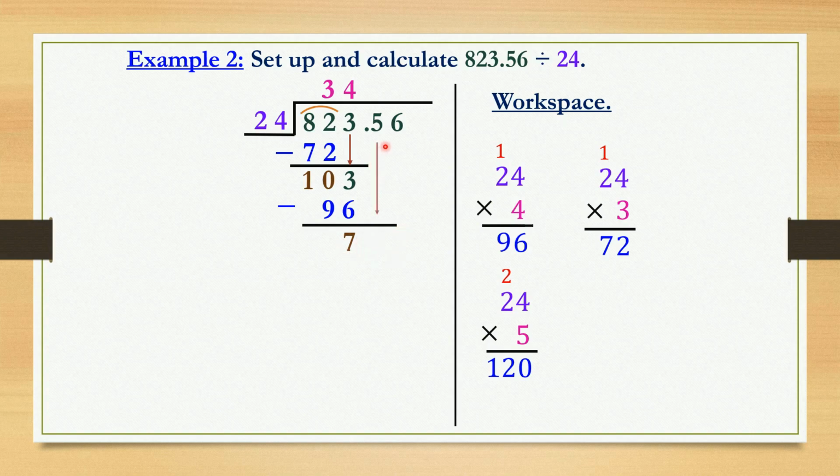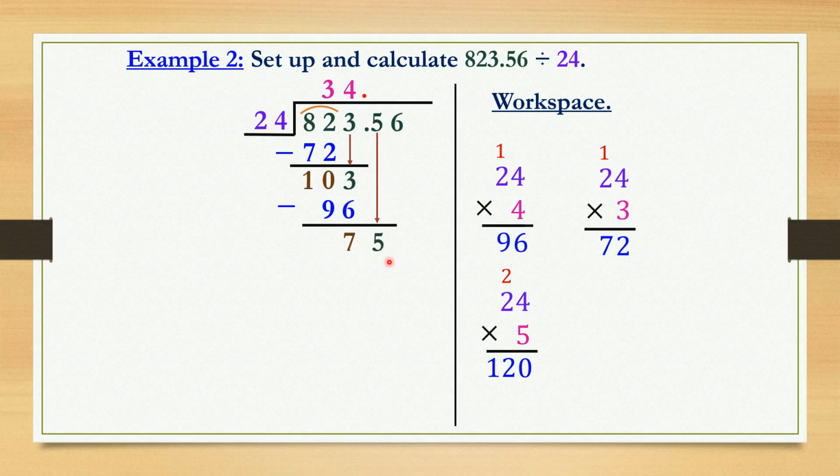Now I need to slide the 5. But 5, here be careful, is the tenth digit. It's the first digit after the point. So I need to place a decimal point in the quotient before I slide the 5.